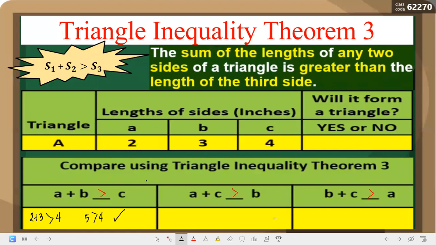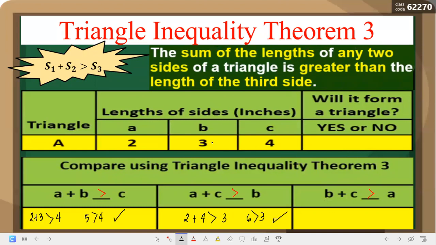Yes. Then for this one, we have A plus C is greater than B. So, we have 2 plus 4 is greater than 3. So 2 plus 4, we have 6 is greater than 3. So is 6 greater than 3? Yes.